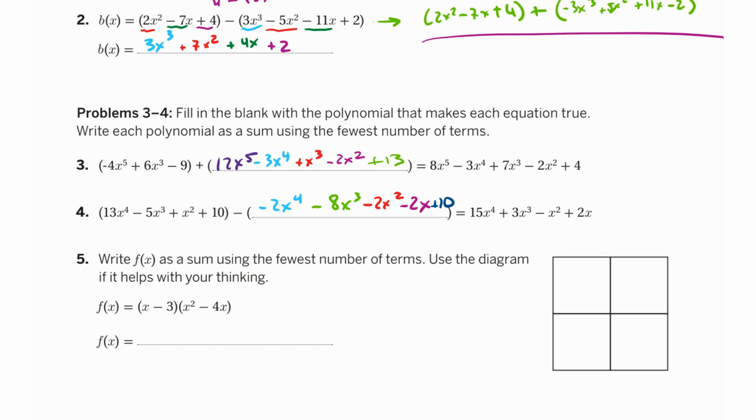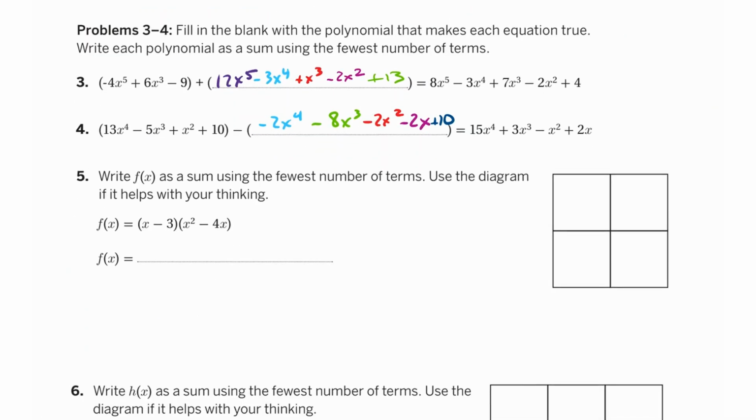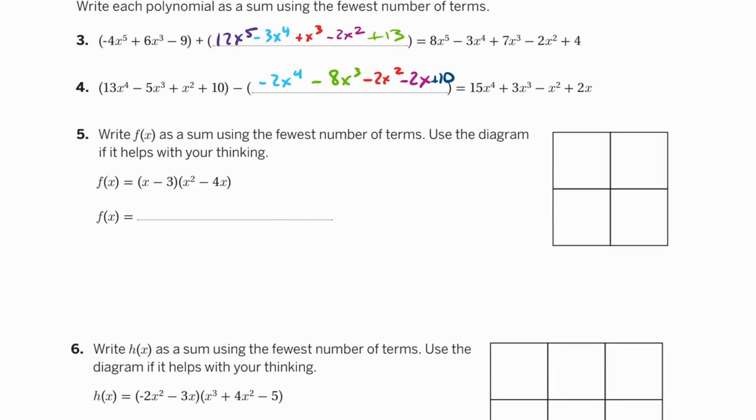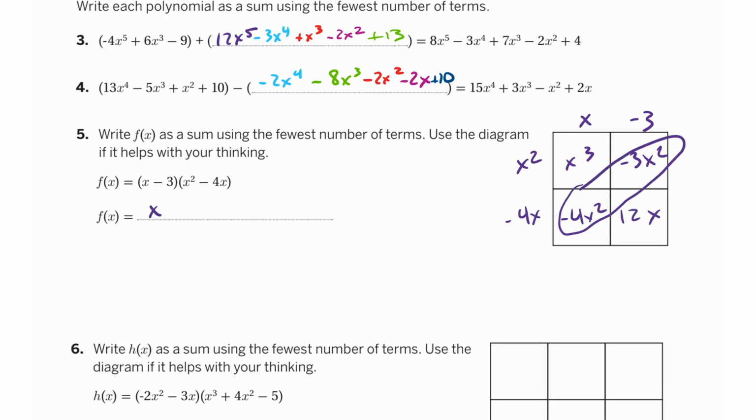Number 5, write f of x as a sum using the fewest number of terms. Use the diagram if it helps with your thinking. Yes, please. I'm a big fan of the area model or our box method here. So this becomes x cubed, negative 3x squared, negative 4x squared, and what is this? The 12x. My only like terms here are my corner spots, so I get x cubed minus 7x squared plus 12x, and I'm all done.